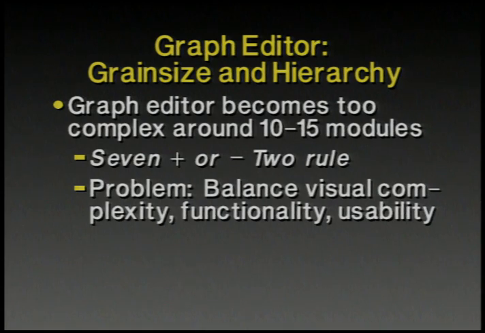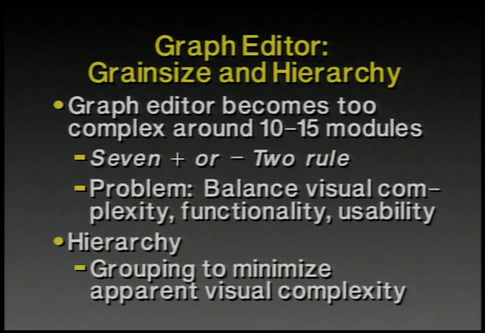If you have atoms or modules that are too primitive, then building a usable graph requires too many of them. If you have atoms or modules that are too specialized, then it's very difficult to interconnect modules together. So this kind of 7 plus or minus 2 rule really applies here, in that around 7 to 10 modules is a very comfortable feel. So essentially what you're trying to do is always balance this visual complexity with the functionality that you need for an application.